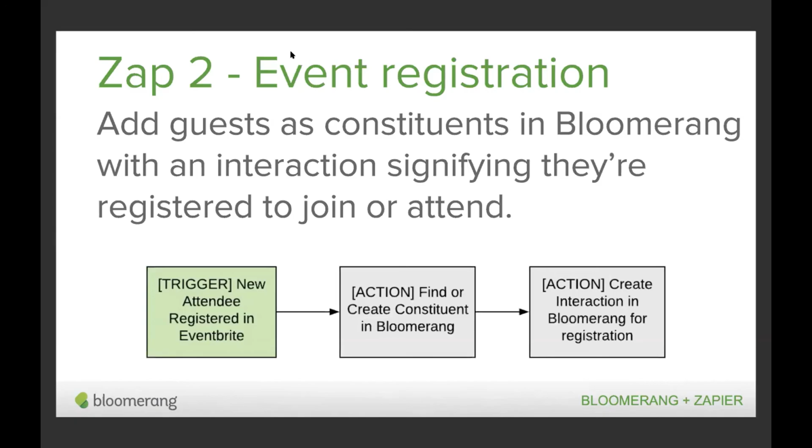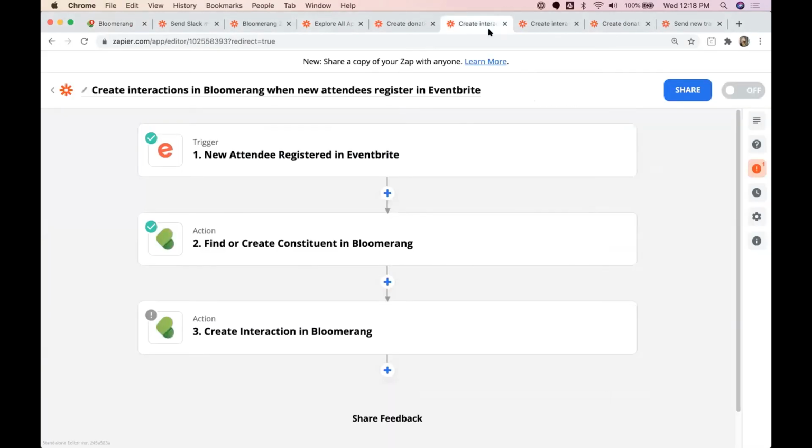Now let's go ahead and hop over and take a look at the new registration template. So this is very similar to what we saw when we were doing the event order. The difference is we don't have a filter because this workflow will trigger for both paid and free events. And then the Find or Create Constituent step operates exactly the same way as we just showcased when we are writing Eventbrite orders to Bloomerang.